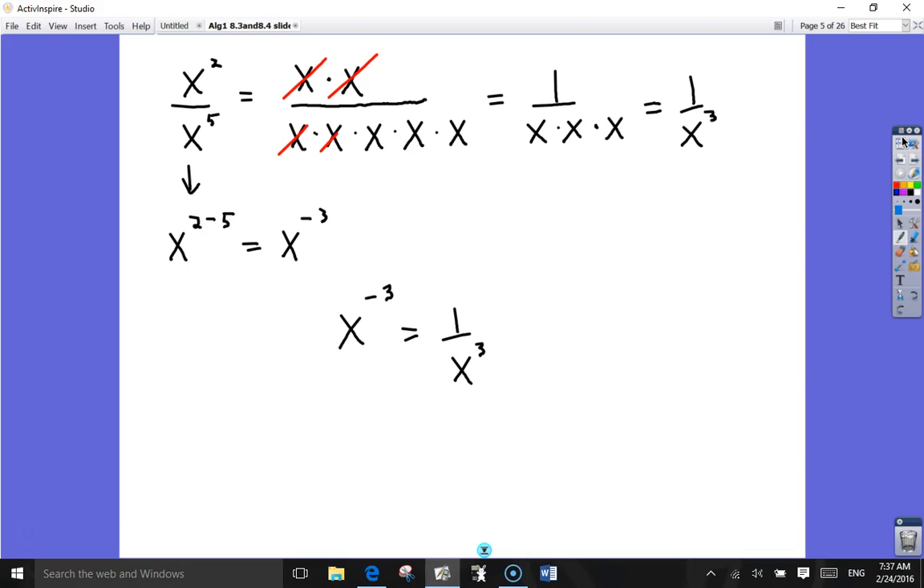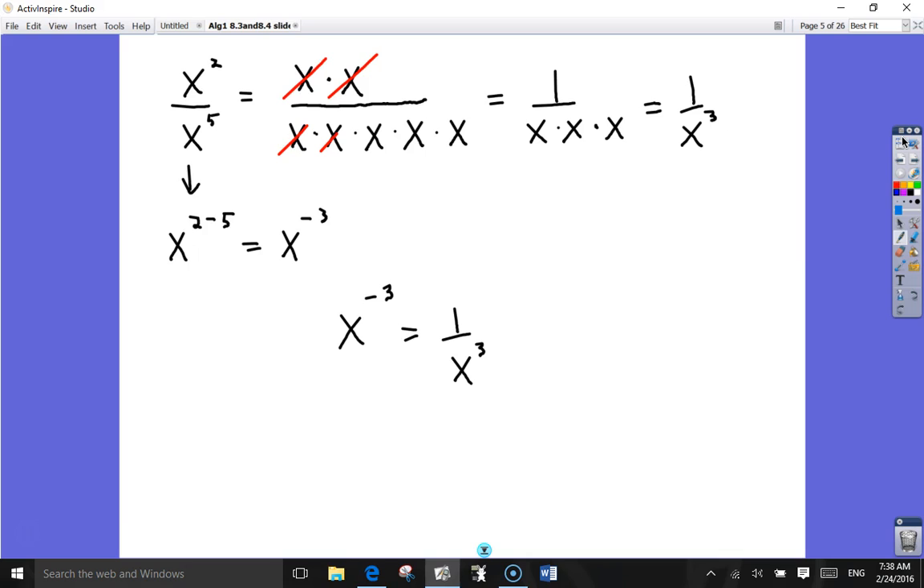2 minus 5 is negative 3, right? And here, if I have 2 x's in the numerator and 5 x's in the denominator and I cancel the common factors, what's left? 3 x's in the denominator. It's 1 over x times x times x, which is 1 over x to the positive 3. So we started at the same place, but in one of them we got x to the negative 3, and in the other we got 1 over x to the positive 3.